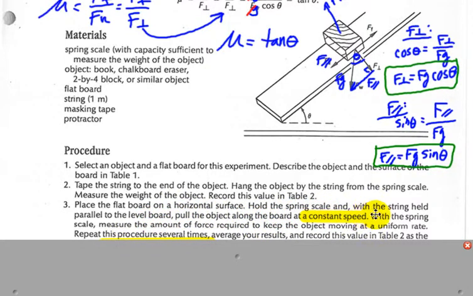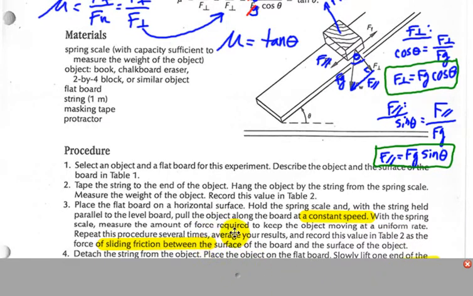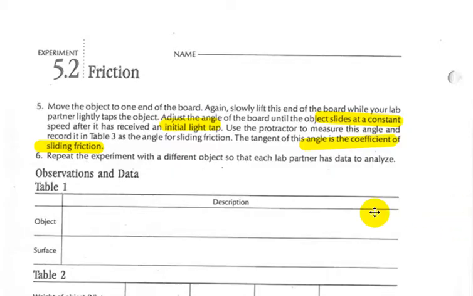Hold the spring scale and, with the string held parallel to the level board, pull the object with what you perceive to be constant speed. With the spring scale, measure the amount of force required to keep the object moving at a uniform rate. Repeat this procedure several times, average your results, and record this in Table 2 as the sliding friction, or kinetic friction. Kinetic and sliding friction are kind of used interchangeably here. I refer to it as kinetic. This lab refers to it as sliding friction. So we do that and we record it over here.